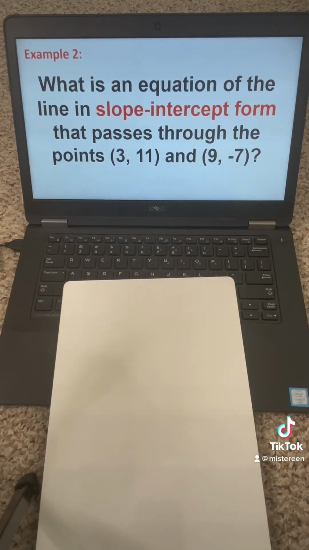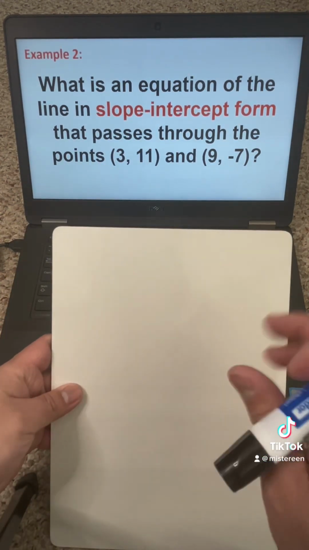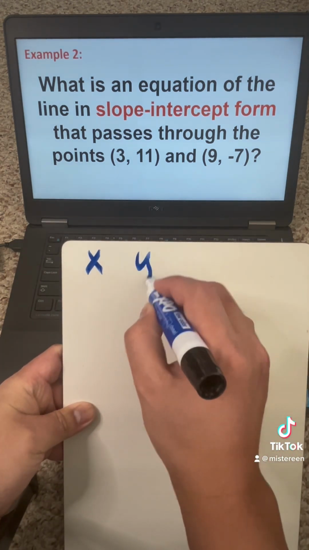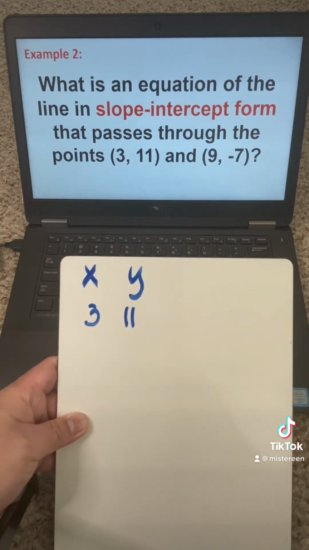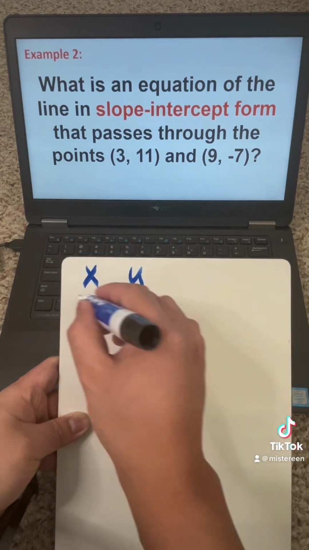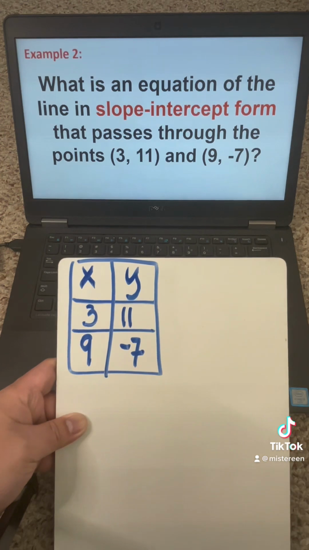So we can put these pairs in a table form. Remember our table, maybe we can set it up this way. This is our x and our y. The first pair is 3, 11, so we have 3 and 11. And then the second pair is 9 and negative 7. So we actually now have a table.